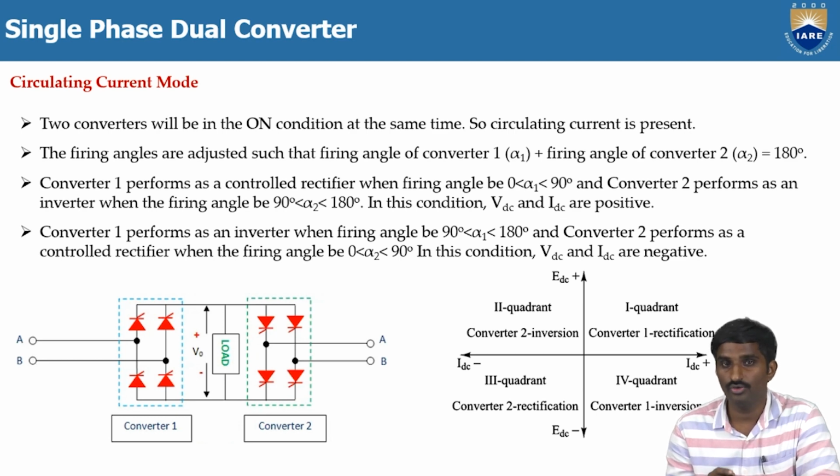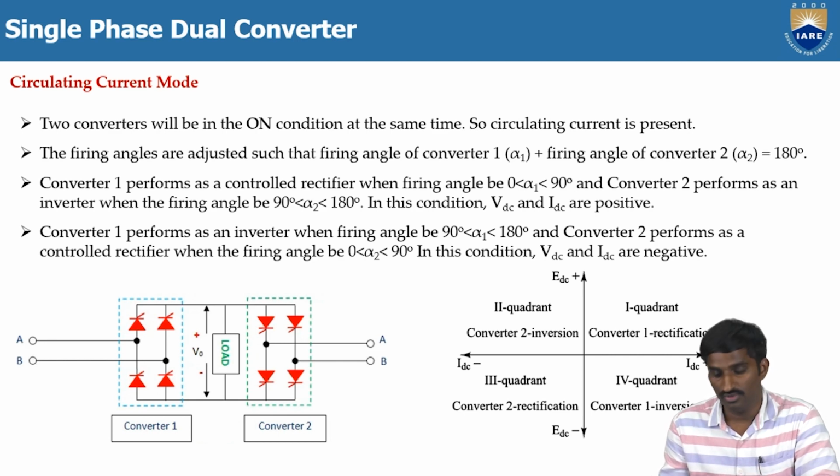But here we are going to operate the two converters at the same time. Then what is the condition to give the firing angle for converter 1 and converter 2, which means alpha 1 and alpha 2? The condition is that alpha 1 plus alpha 2 must be 180 degrees.